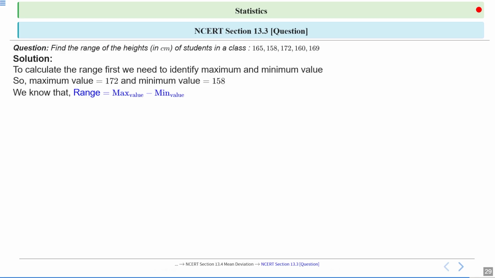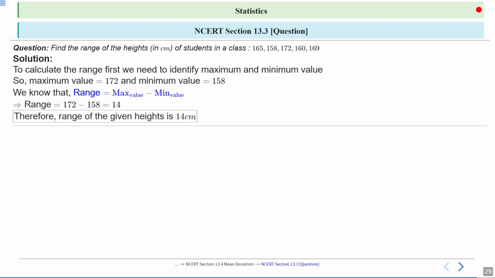We know the formula to find range: maximum value minus minimum value in the dataset. So range is equal to 172 minus 158, which is equal to 14. Therefore, the range of the given heights is 14 centimeters. I hope this question is clear to all of you.